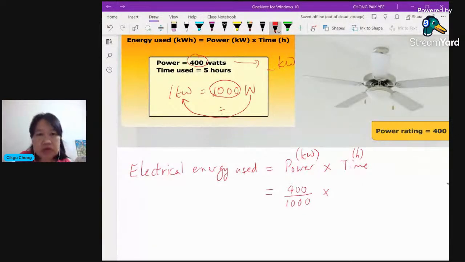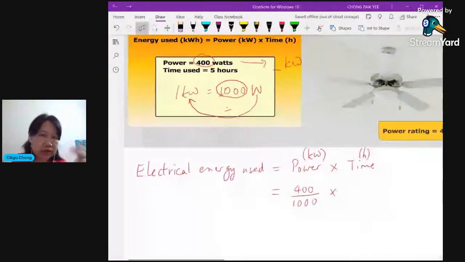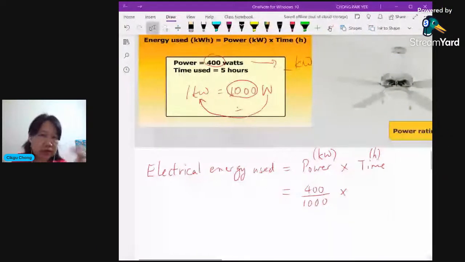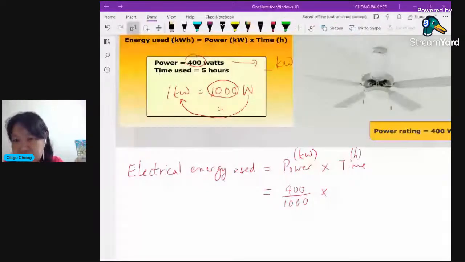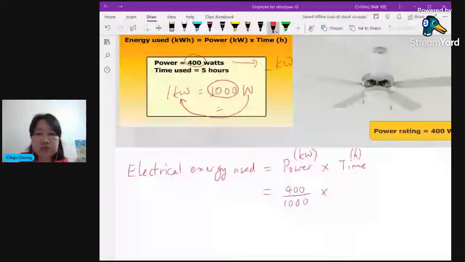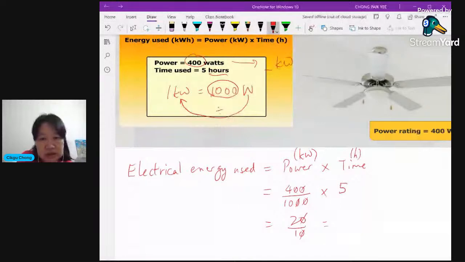Okay, hours, what about time? The time is how much? Times 5, yes, you already answer good. Okay, let me go on slowly because maybe some of you cannot pick up so fast. This is 5 hours. No need to convert because it's not minutes. Already giving you hour, you can straight away put inside. Okay, so what you get? Cancel. 4 times 5 is 20. Divided by 10. So cancel again. You don't even need a calculator sometimes. It's so easy. Right? 2.